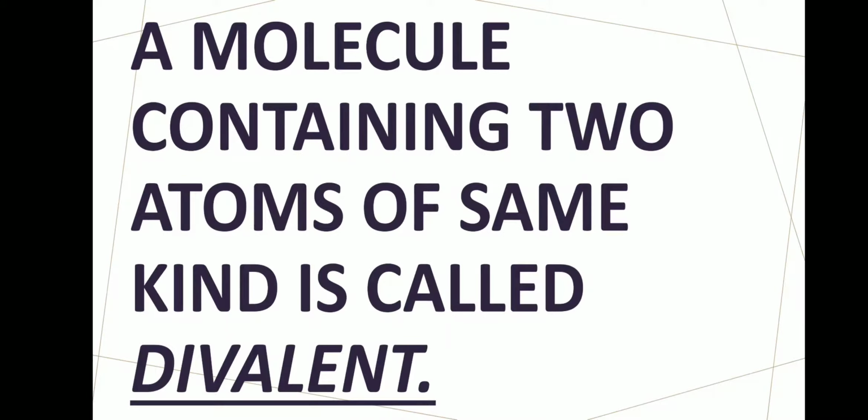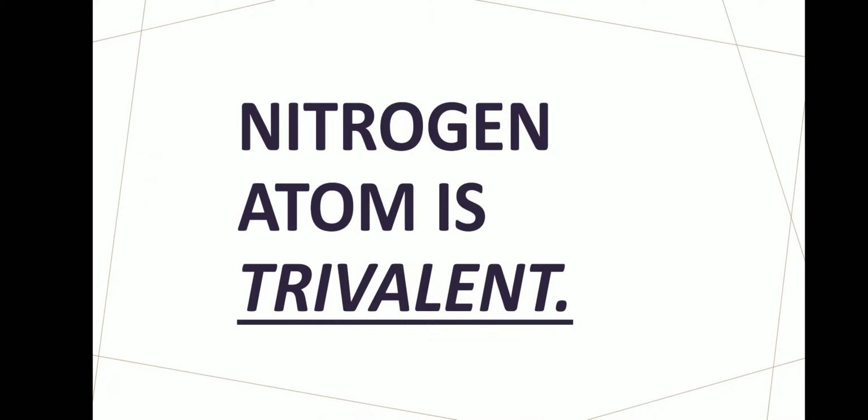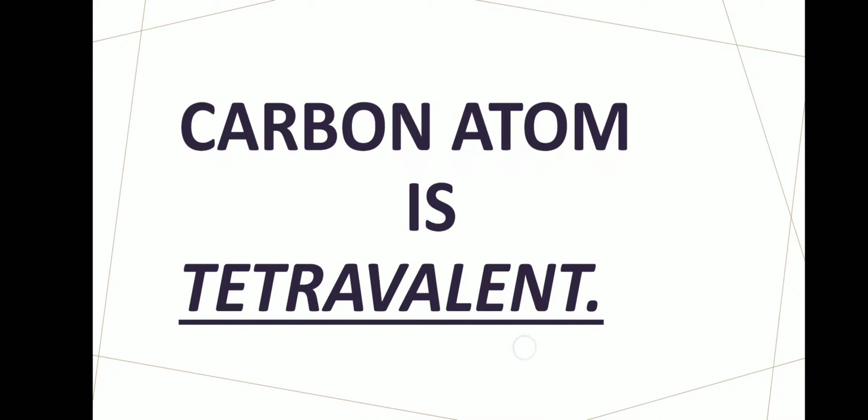A molecule containing two atoms of same kind is called divalent. Di in Greek means two. So two atoms of same kind makes divalent. Magnesium, copper, iron, zinc, lead, etc. are examples of divalent metals. Nitrogen atom is trivalent, means 3 atoms. Carbon atom is tetravalent, means 4 atoms.